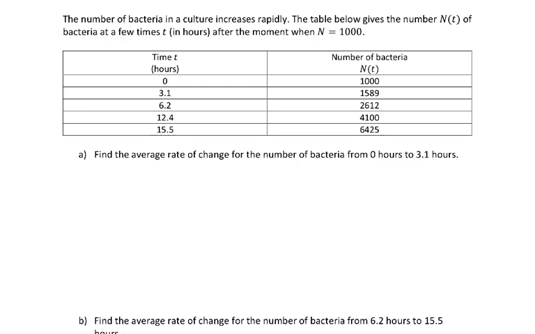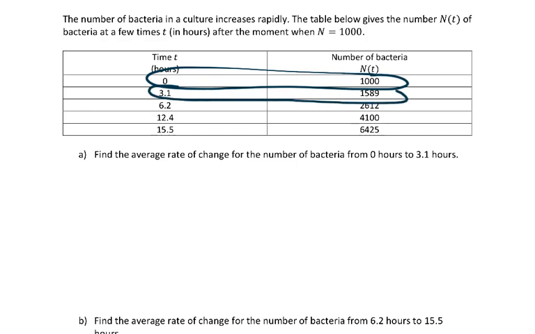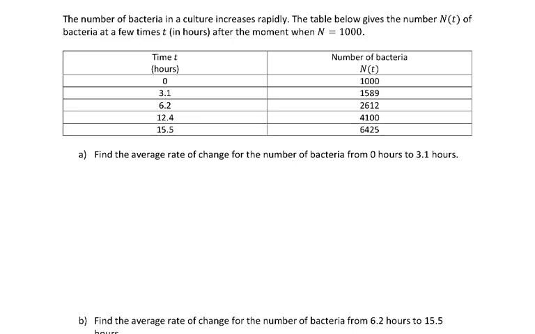So as you can see here, there's a table that tells us what happens as time passes. At 0 hours, we have 1,000 bacteria. That's what this first row represents. At 3.1 hours, we have 1,589 bacteria, and so on. So this table gives us an idea of how quickly the bacteria is growing.